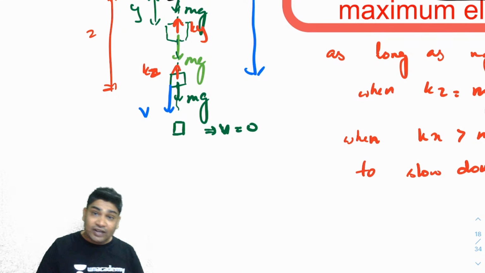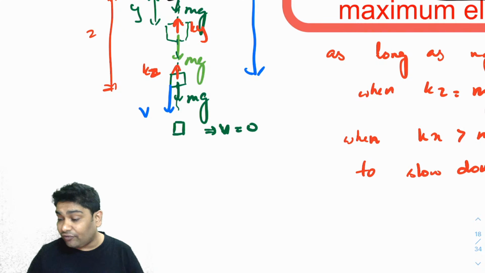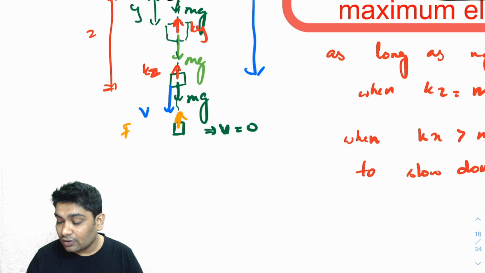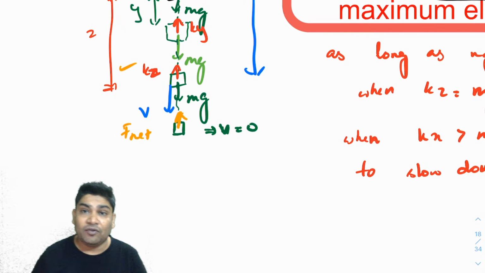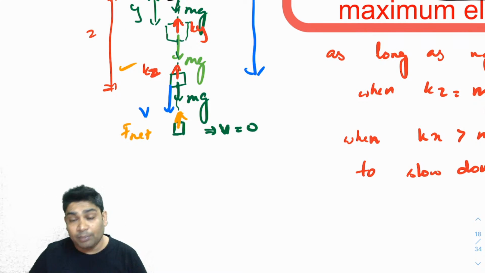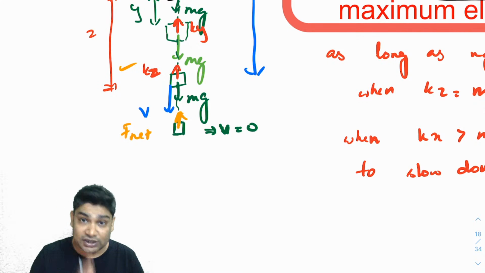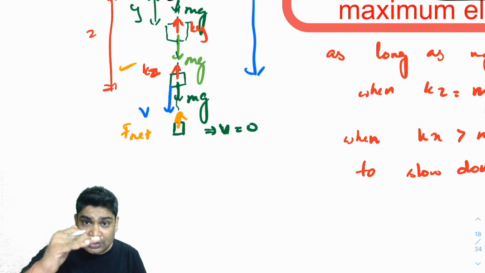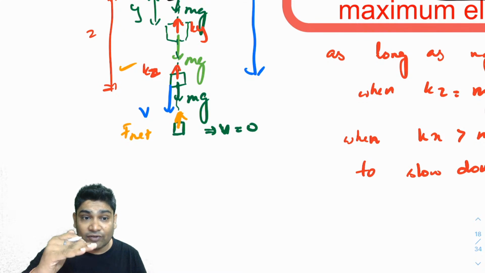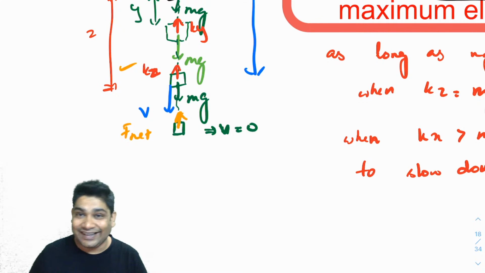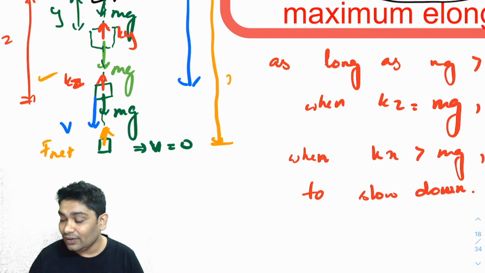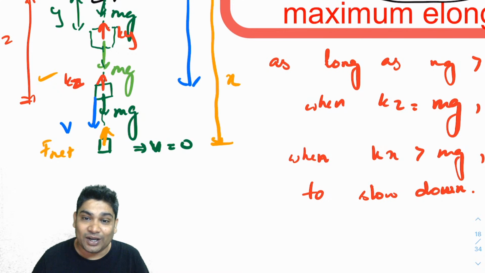Now you realize when the v becomes 0, the net force obviously is only upward, because I have already crossed the point where the net force was 0. If I come below this, then obviously spring force, which is acting upward, is higher than my mg. So when the block slows down and comes to rest, the net force is upward. So now it will start moving again. So this is where your maximum elongation would happen.